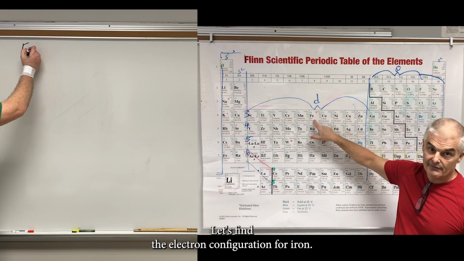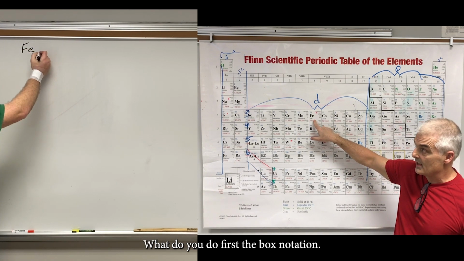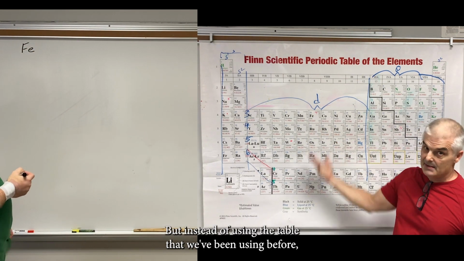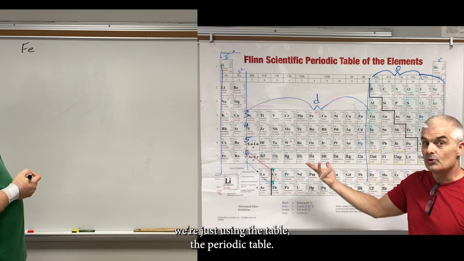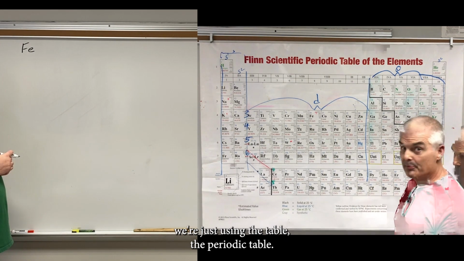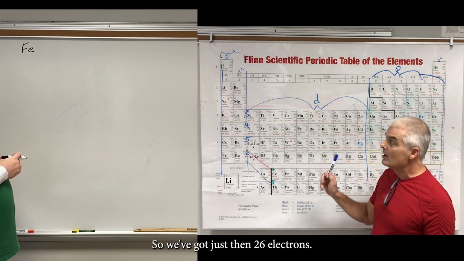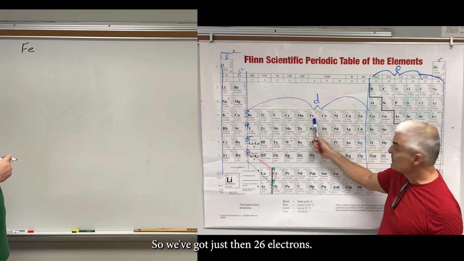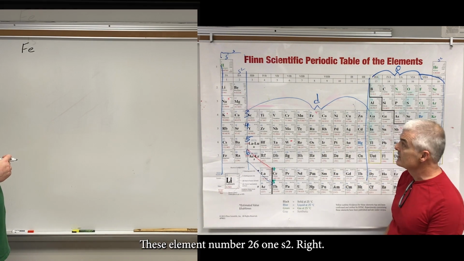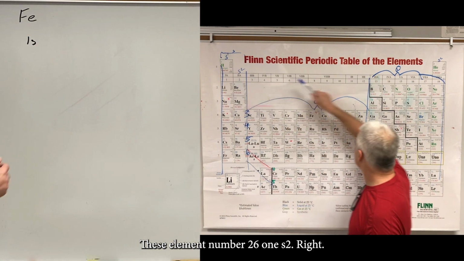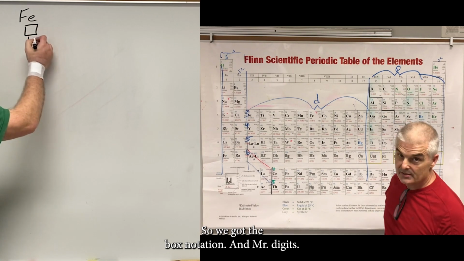So let's now do iron. Let's find the electron configuration for iron. We're going to do first the box notation, but instead of using the table that we've been using before, we're just going to use the periodic table. So we've got to spin 26 electrons, he's element number 26. 1s2, right? So we got the box notation.